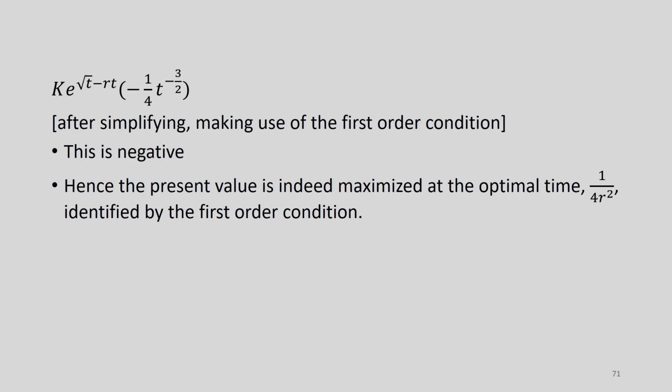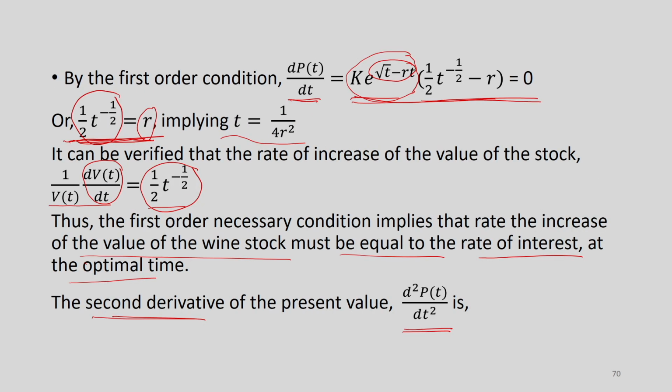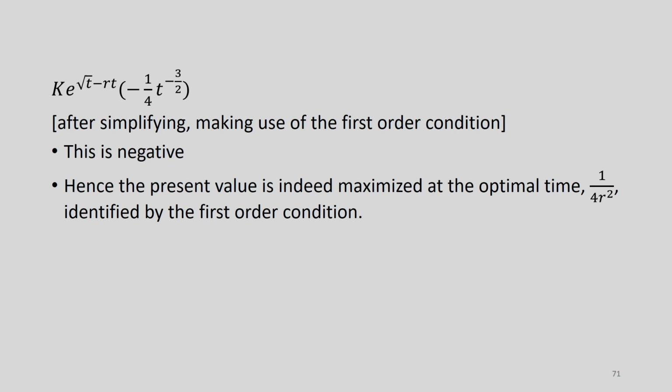Okay, we take this is the first derivative. If you take the derivative once more with respect to t, then actually it will turn out to be this quantity k e to the power root over t minus r t multiplied by minus 1/4 t to the power minus 3 by 2.